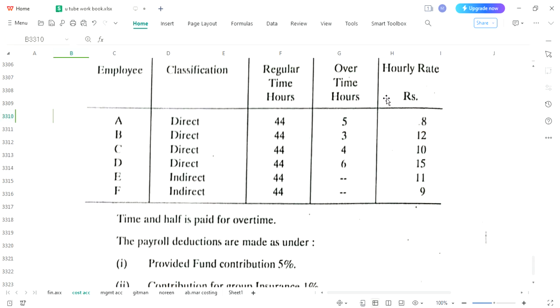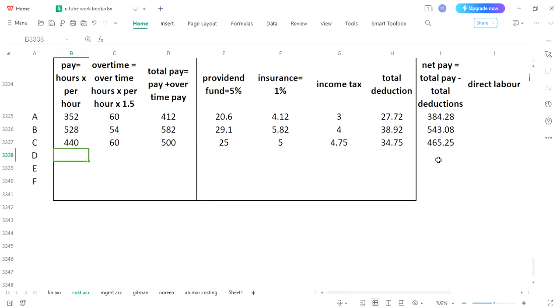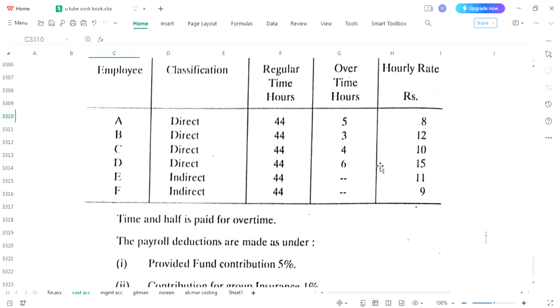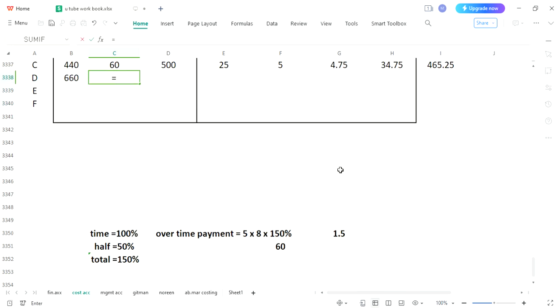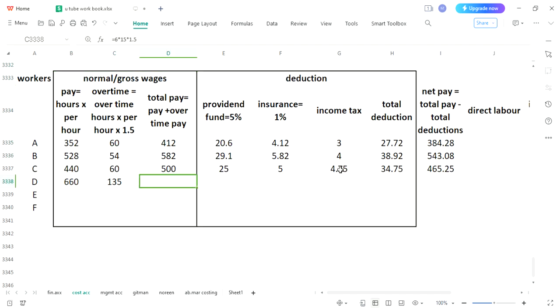D worked 44 hours, per hour is 15. So 44 multiplied by 15. Please note it down. Now how many hours has he worked for overtime? D part: 6 hours he has worked, per hour is 15 and the fixed factor is 1.5. Overtime payment is also calculated. Now total pay will be calculated by adding both overtime and normal pay.